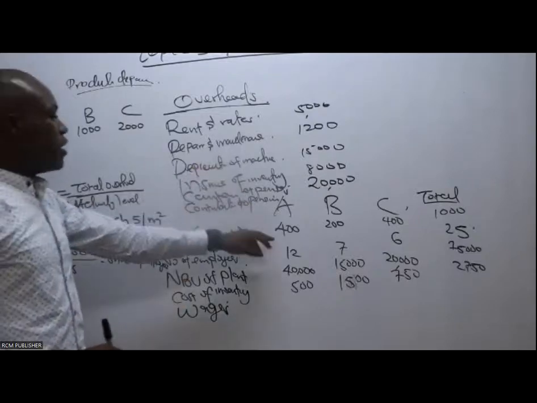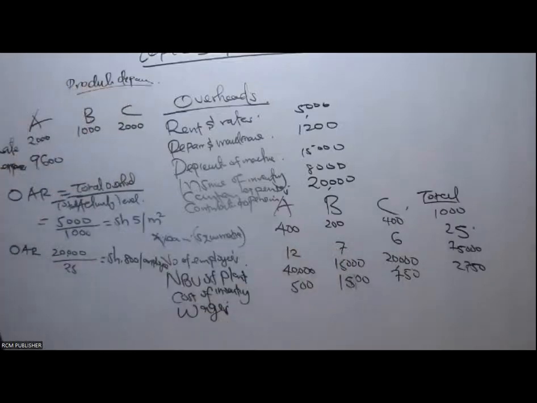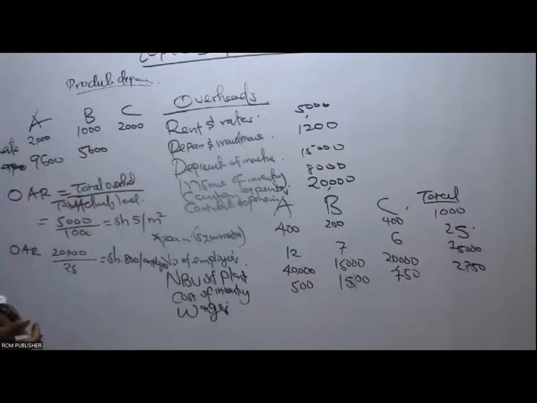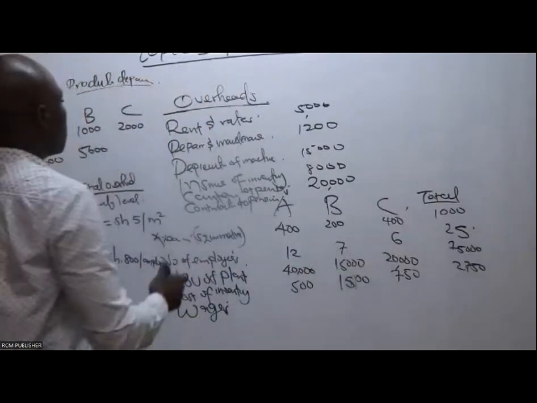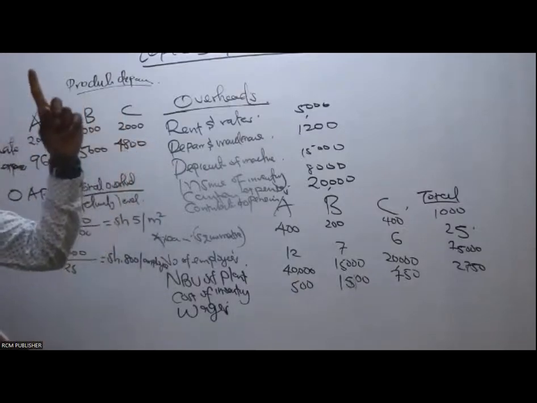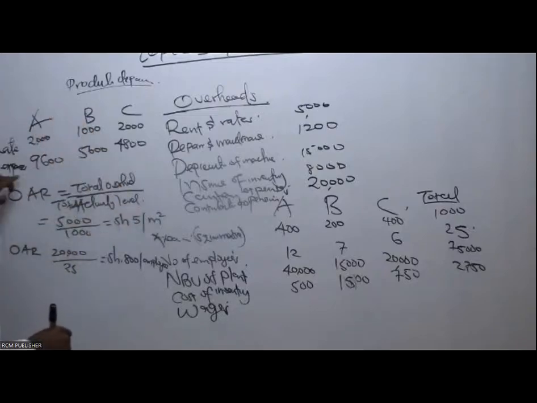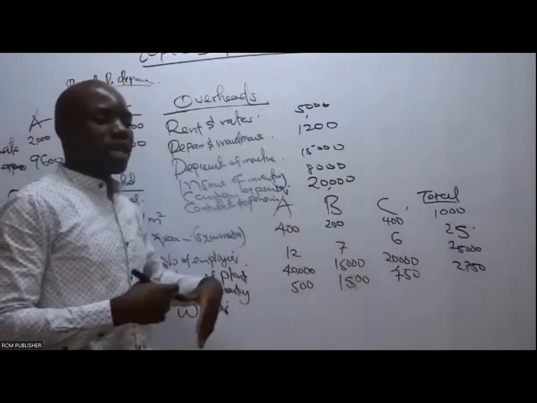Then Department B, I come here and get that there are 7 employees. So I take 7 multiplied by the rate, 7 by 800, should give me 5,600. Then I go to C. I have 6 employees, 4,800. If I add all that, I will be able to get the total which I'm distributing, these 20,000. That is what I need to do.